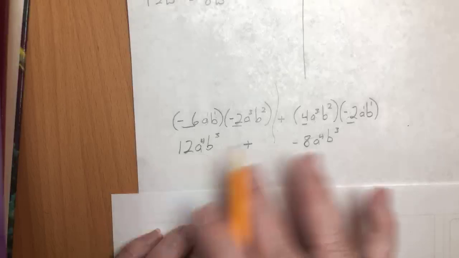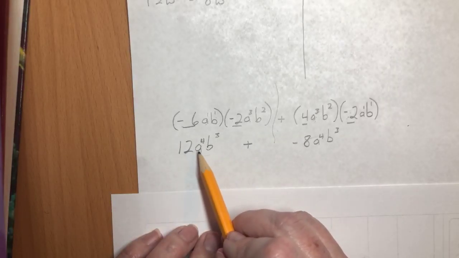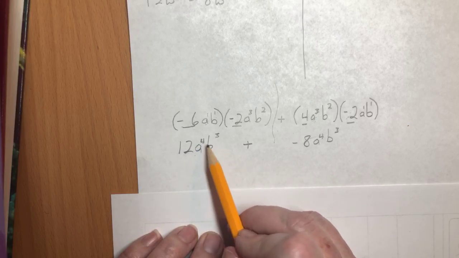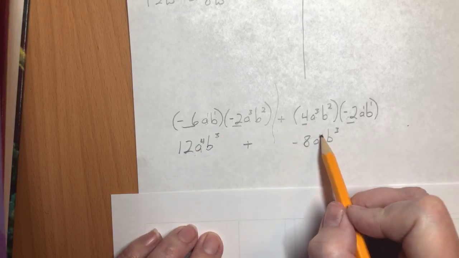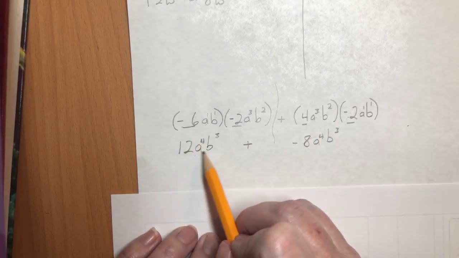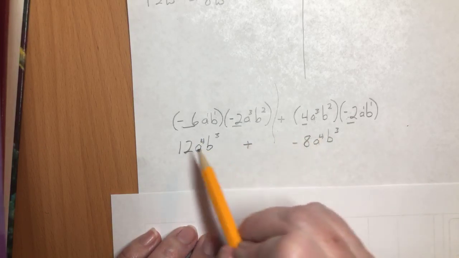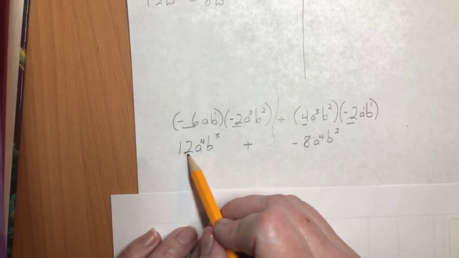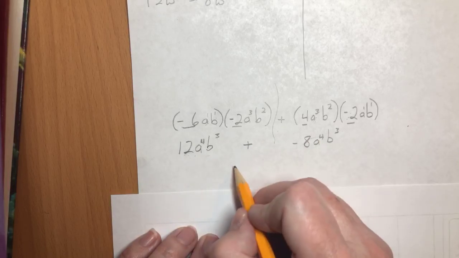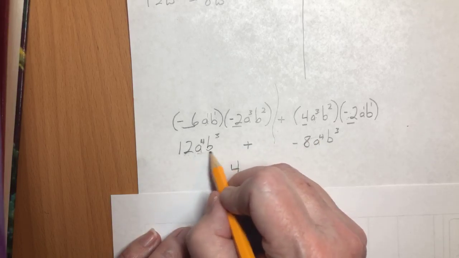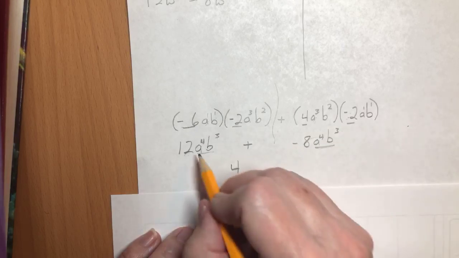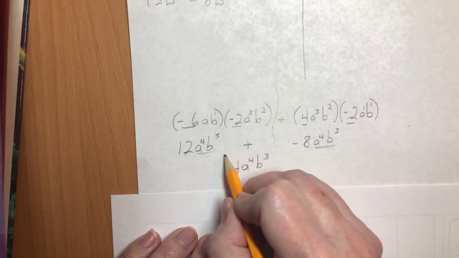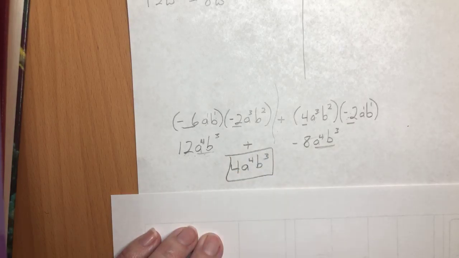Now we're not done yet because we need to add these together, as long as they're exactly the same. We have a to the 4th power, b cubed, and a to the 4th power, b cubed. Yes, they are exactly the same. They're like terms, so we can add them together. What is 12 plus -8? It's the same as 12 minus 8, which is 4. Then we simply copy this down exactly the way it is. You do not change it. A to the 4th, B to the 3rd. And that is your answer.